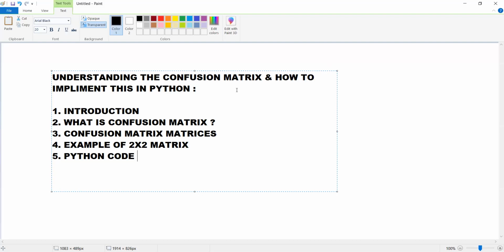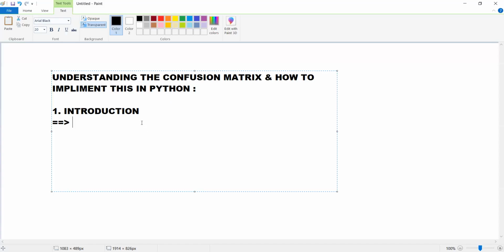So today what we are going to learn is understanding the confusion matrix and how to implement it in Python. So what are those things? First is the introduction. Second is what is a confusion matrix. Third is confusion matrix metrics. Fourth is an example of a 2x2 matrix. And fifth is the Python code. So these are the topics for today.